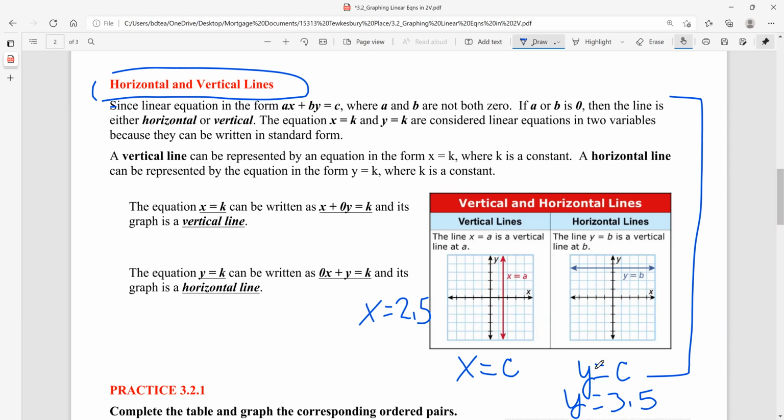Again, re-emphasizing: you want to be very sure that when x equals some constant, your line is going to be vertical. And when y equals some constant, your line is going to be horizontal. Those are the characteristics you want to be familiar with as we continue to graph linear equations.